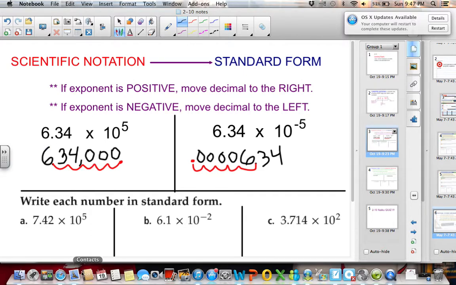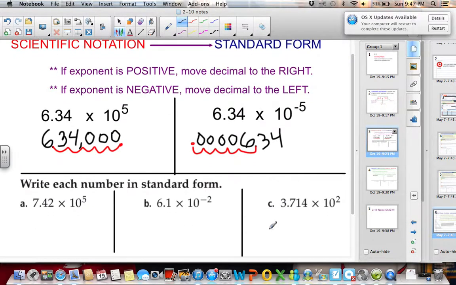Okay, so I want you to try these 3 really fast in your notebook. I'll leave it up here so you can see. So if we have 7.42, I'm going to move this over 1, 2, 3, 4, 5. So my answer is going to be 742,000.